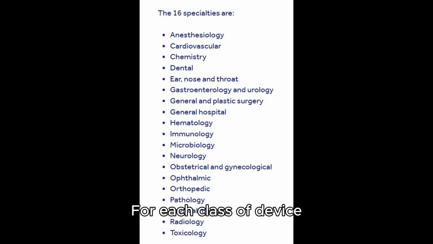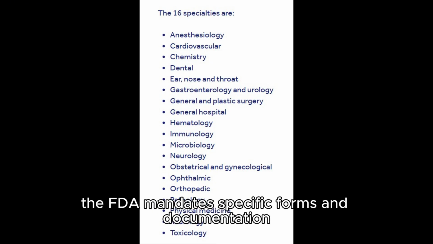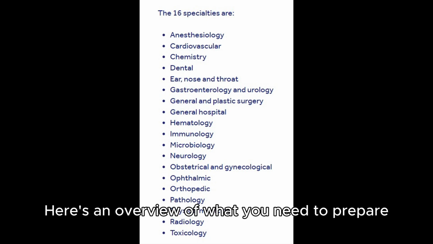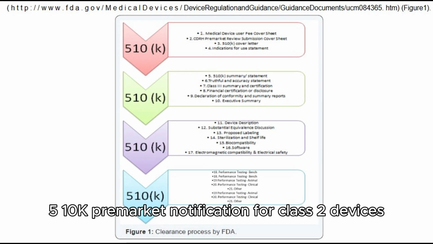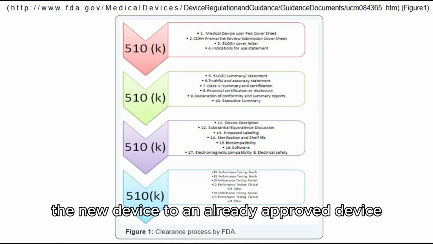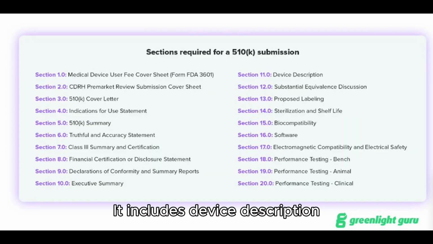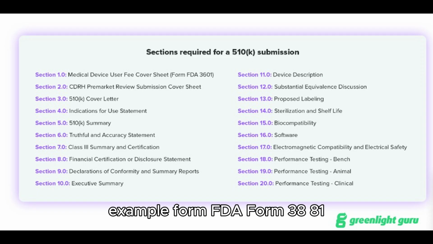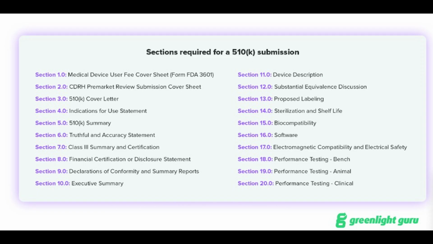For each class of device, the FDA mandates specific forms and documentation. Here's an overview of what you need to prepare. 510(k) Pre-market notification. For Class 2 devices, this compares the new device to an already approved device. It includes device description, bench testing results, clinical data, if applicable. Example form, FDA Form 3881, indications for use.